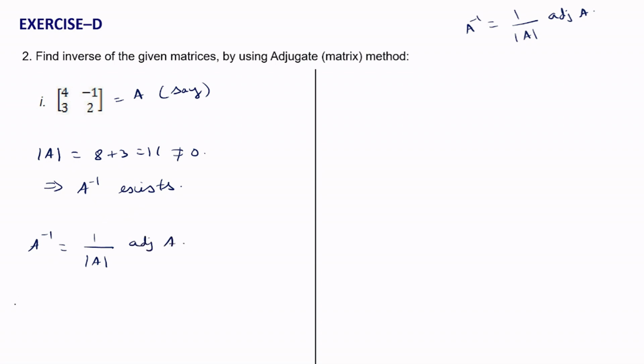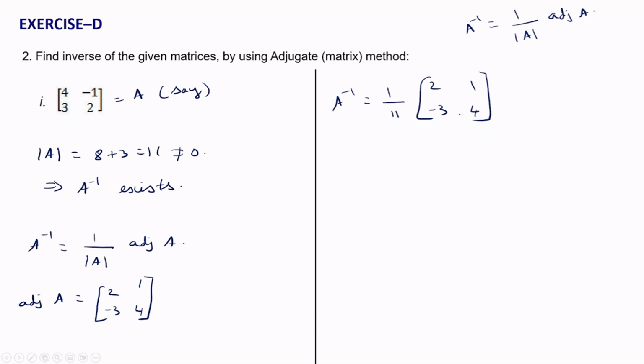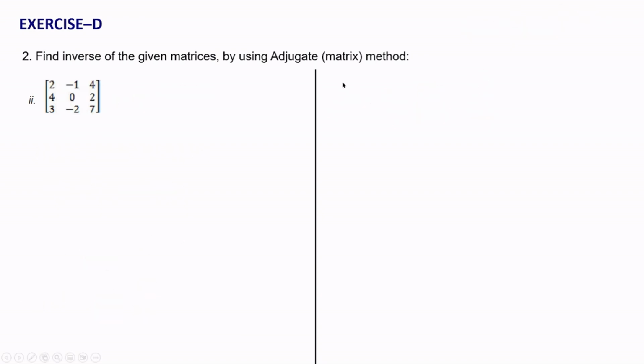Adjoint of A is a 2 by 2 matrix, so we can interchange the diagonal elements and change the sign of the other elements. So A inverse equals 1 by 11 into [2, 1; -3, 4]. So this is A inverse.